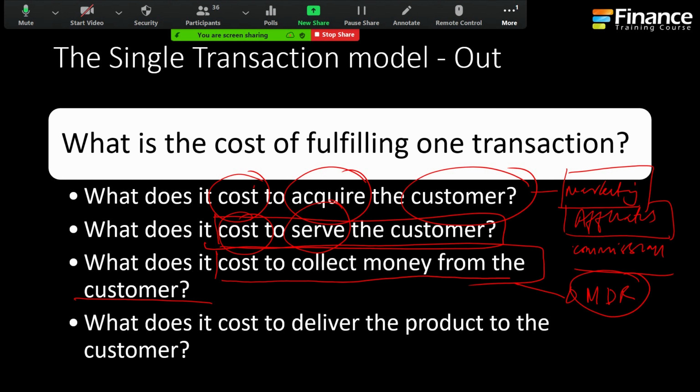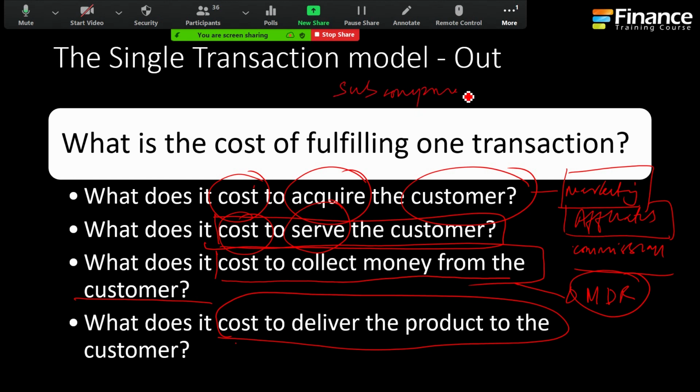And then, there's a final piece, which is what does it cost to deliver the product to the customer? And this is essentially shipping and logistics, right? So when you look at this single transaction model, there are multiple subcomponents that we need to track and that we need to be aware of when it comes to the cost of fulfilling one transaction, from the perspective of either serving or delivering or acquiring or collecting or settling or sharing data with customers, right?